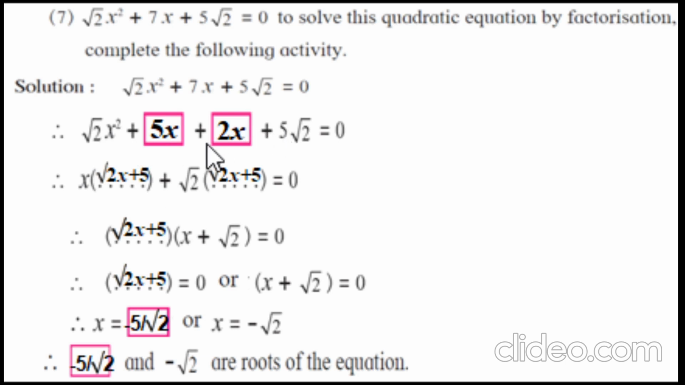Here common is root 2 because this 2 can be written as root 2 into root 2. So root 2 is common. Here root 2 x plus 5. Root 2 x plus 5 in one bracket, x plus root 2 in another bracket. Therefore root 2 x plus 5 is equal to 0 or x plus root 2 is equal to 0. Therefore x is equal to minus root 2 or x is equal to minus 5 upon root 2. So these are the roots of this equation.